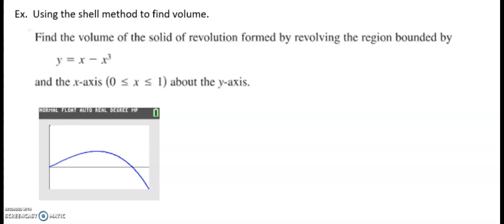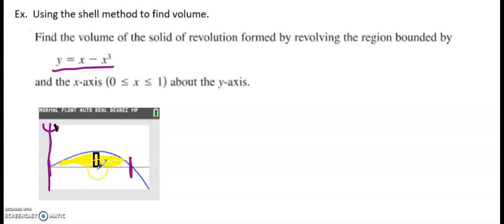Let's use the shell method to find the volume of spinning the function y equals x minus x cubed about the y-axis, where I'm only revolving from 0 to 1 on the x-axis. So again, basically, here's my y-axis. This is going to be my axis of revolution, what I'm spinning around. And I'm going to spin from 0 to 1. So this region right in here is what's going to be spun around this y-axis.